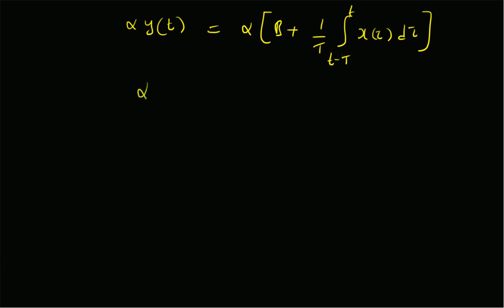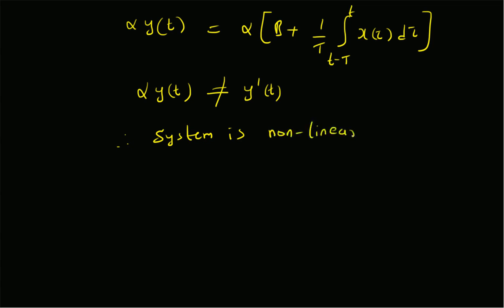So clearly alpha times y(t), which is the expected output, is not equal to y'(t), because y'(t) has only a b, not alpha b. So the system is non-linear. The system will be linear if the bias b is exactly equal to 0. That is the condition for making the system linear.